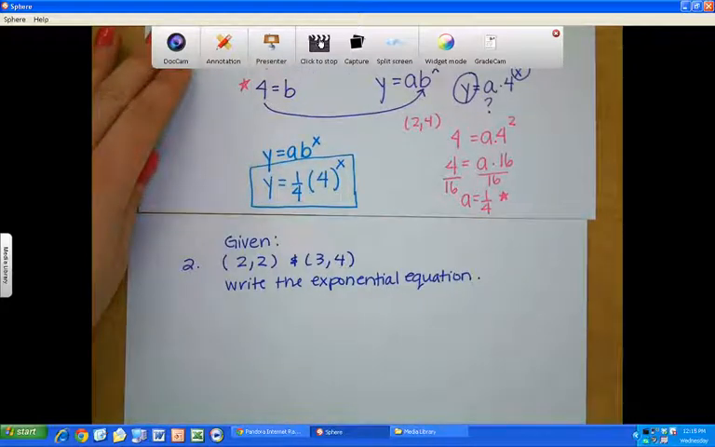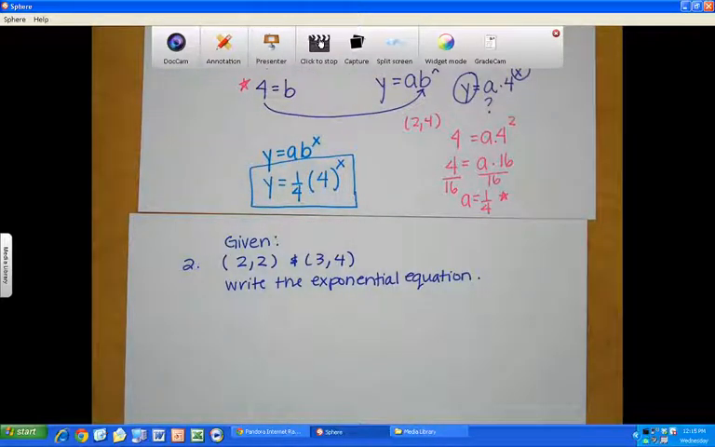So here's another problem, 2 points. I want you to write the exponential equation. So pause this for a second, give it a try, and then come back and make sure you did it right.